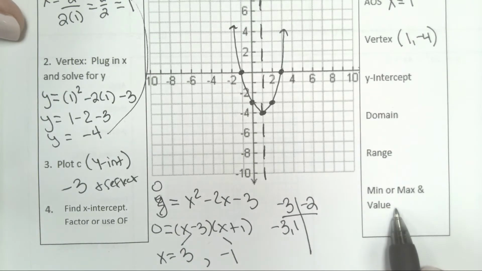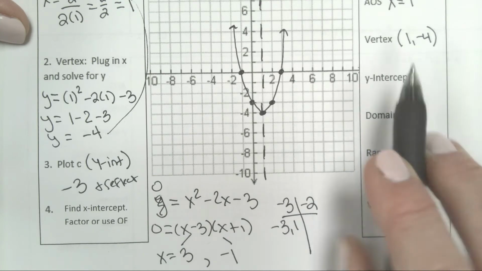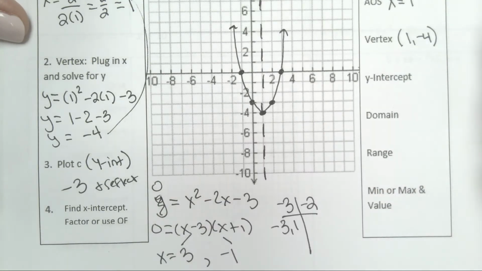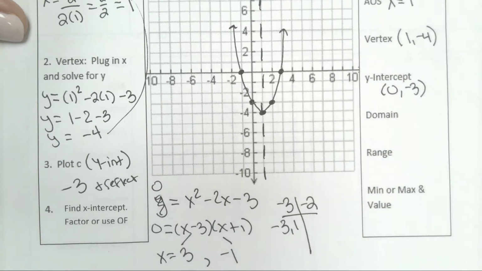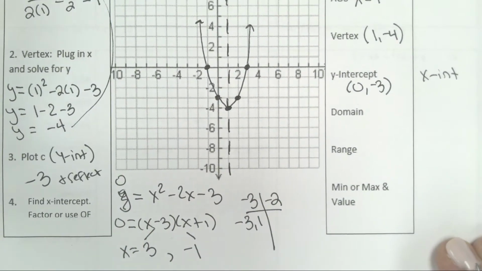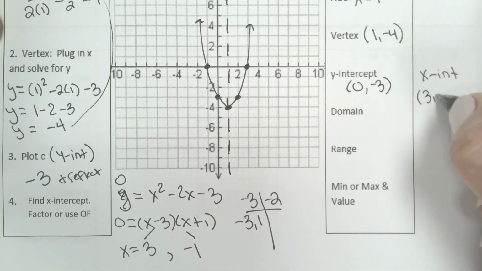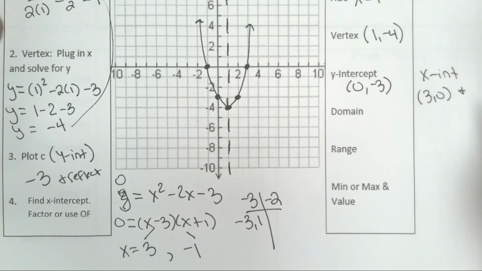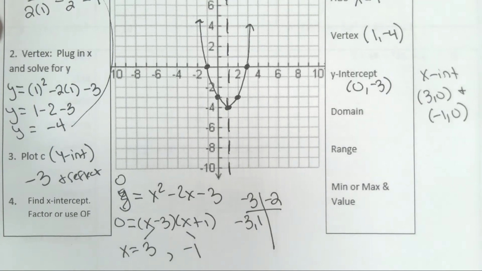And then here are all the key features you have to be able to know. All right, so your y-intercept, we got that from our C, and it is at 0, -3. And I don't know why I forgot to put the x-intercept on this version. So the x-intercepts we found are right there from here. So that is at 3, 0 and -1, 0.